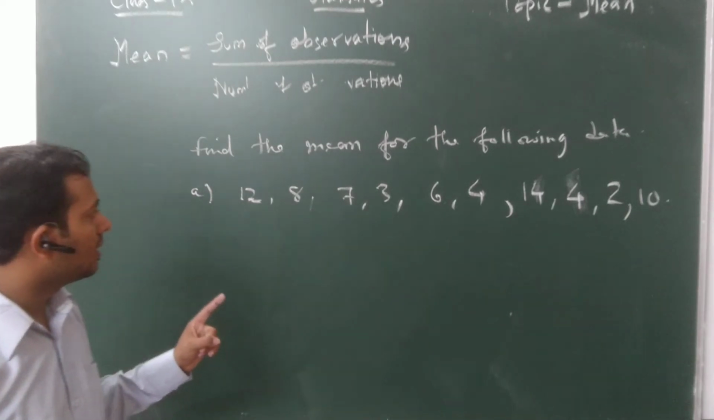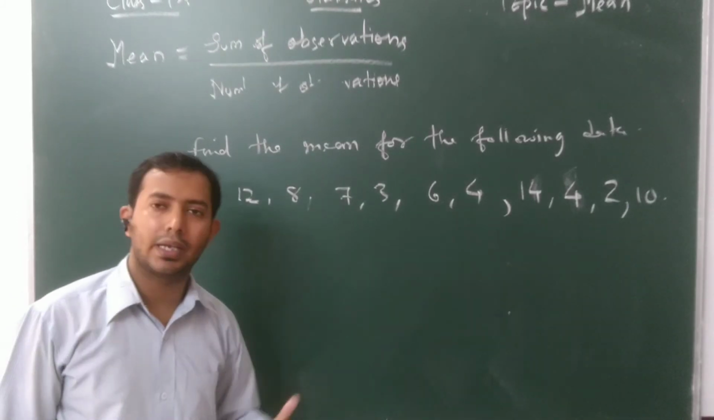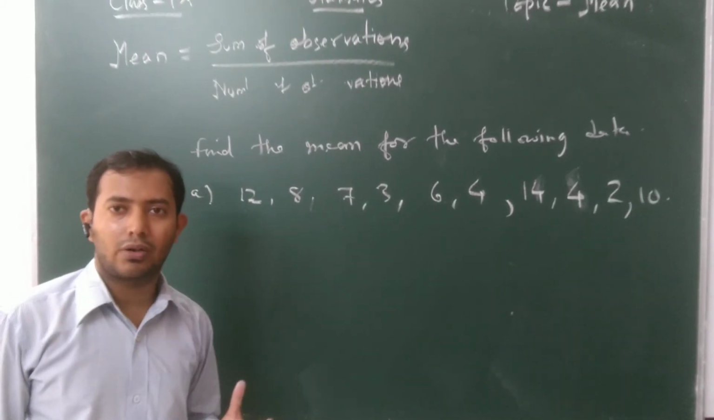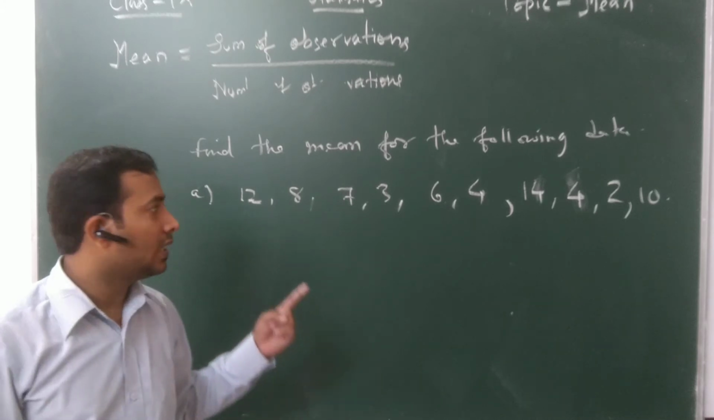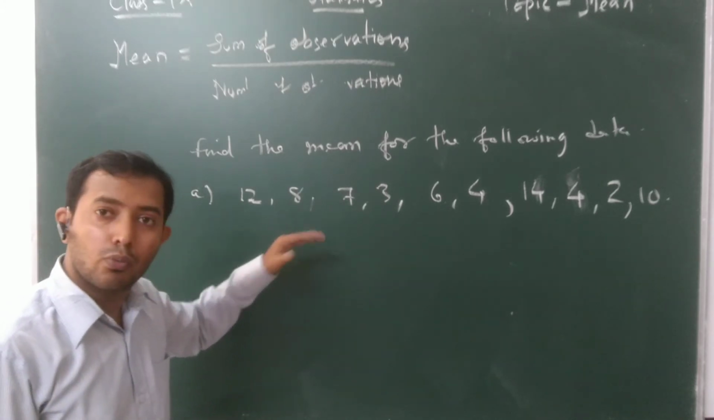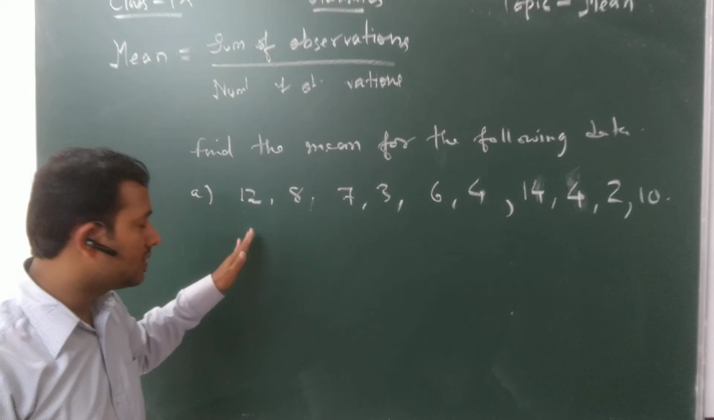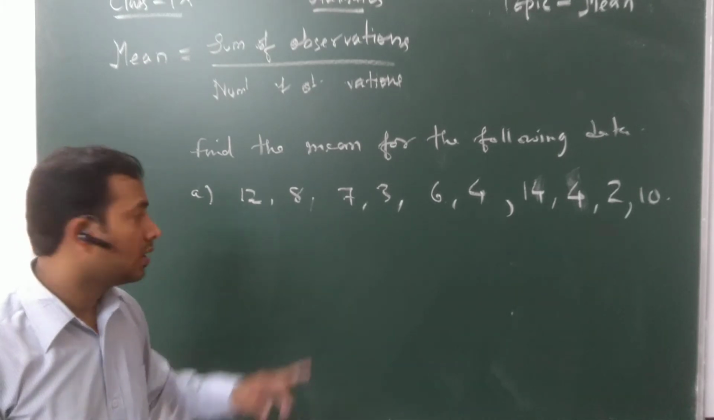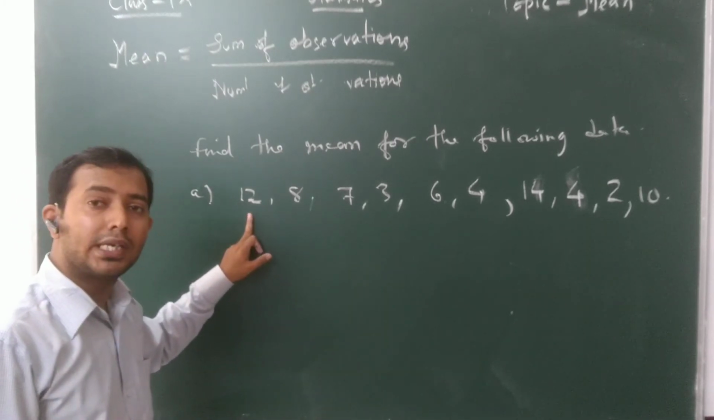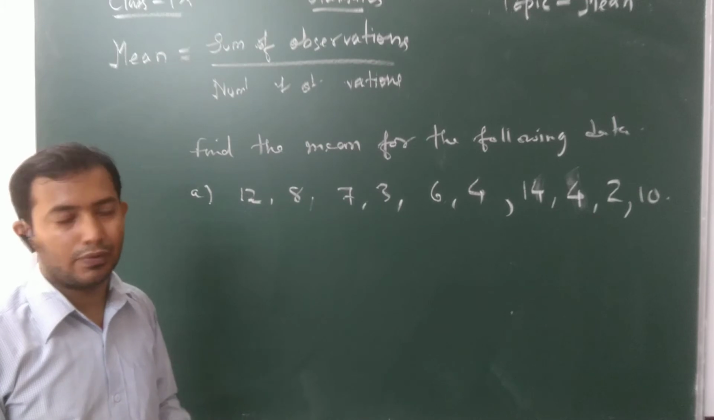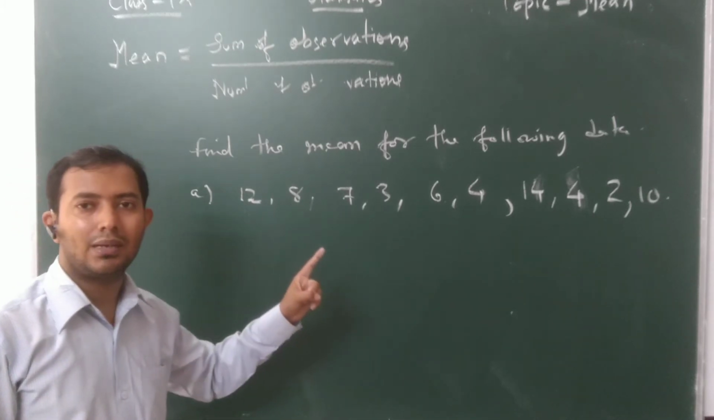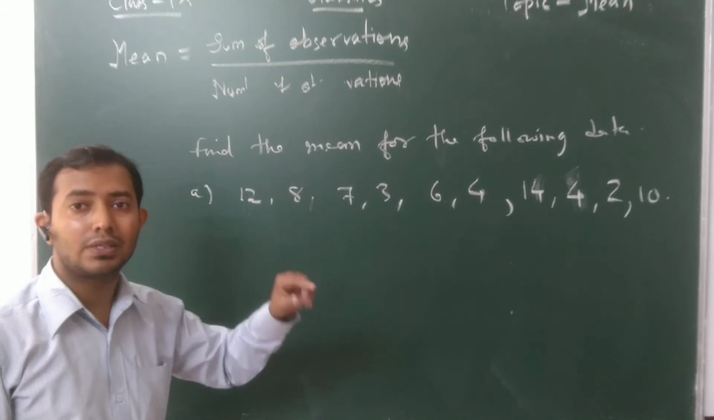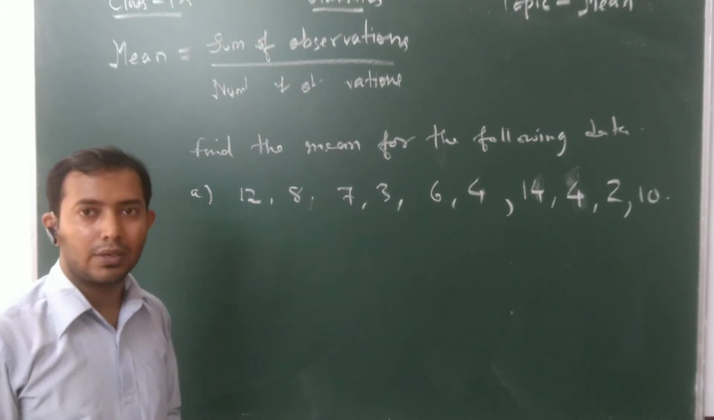What you can see is that the numbers are not repeating here. If the numbers do not repeat, or only one or two numbers repeat, and it is not in groups also, that means this type of problem is ungrouped data without frequency. Frequency means how many times a number repeats in the given data. That is the frequency of that particular value.